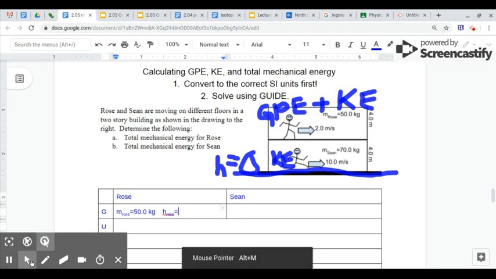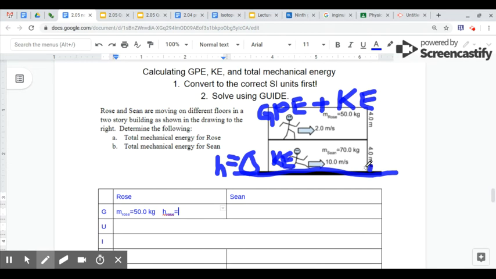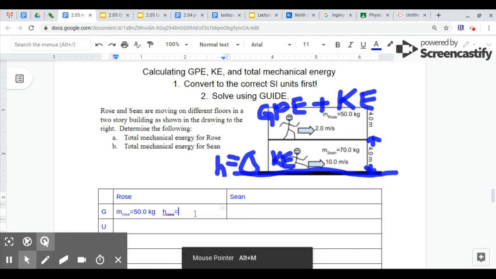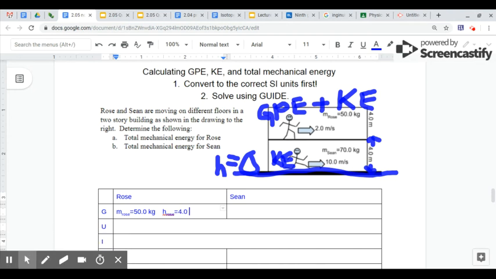So remember, this 4 meters means it spans from here to this line. If Rose was on the roof of the building up here, she'd be another 4 meters up, on top of the building. She'd be 8 meters above this line, but she's only 4. So we're going to include that 4.0 meters. That's her height. And then g, we're just always going to use 10. So I'll just write g equals 10. I don't need you to put a unit.